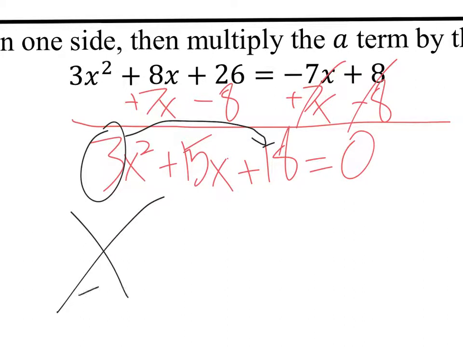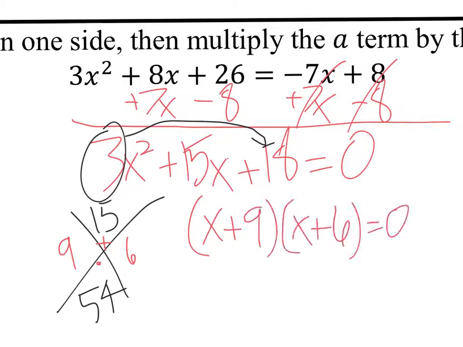3 times 18 is 54. So I'll ask myself, what are the factors of 54 that add up to 15? So 54 has a handful of factors. So again, if you ever get stumped, just make a list of the factors of 54. But in this case, it's just going to be 9 and 6. 9 plus 6 is 15. 9 times 6 is 54. So I'll write x plus 9 times x plus 6 equals 0.